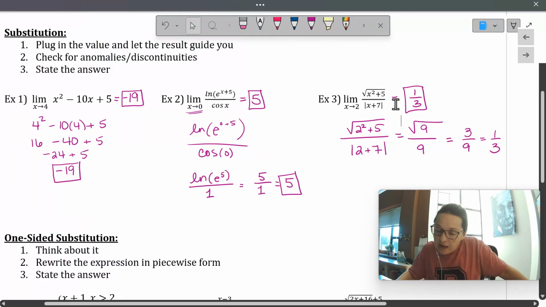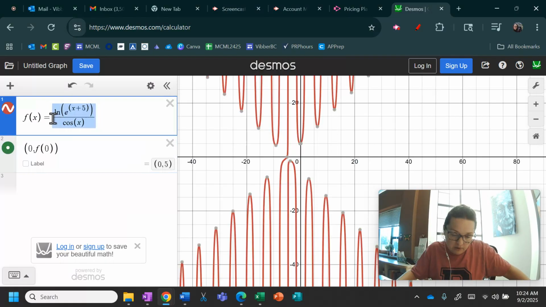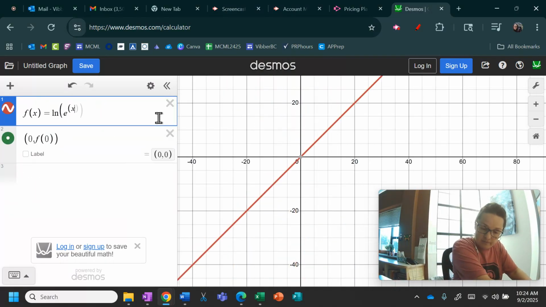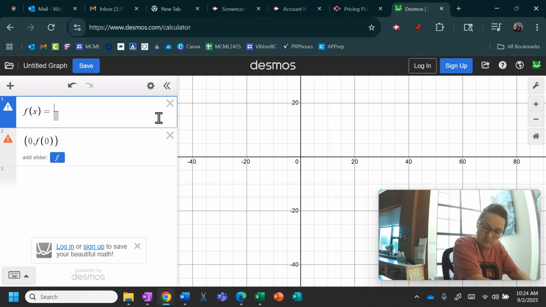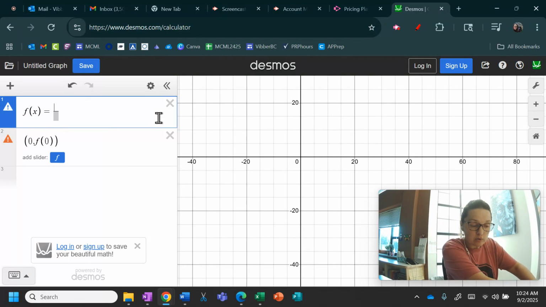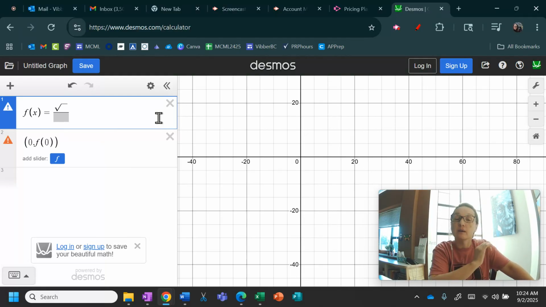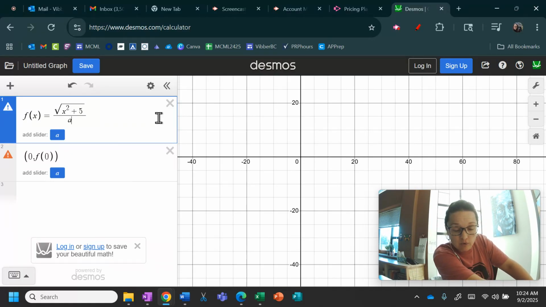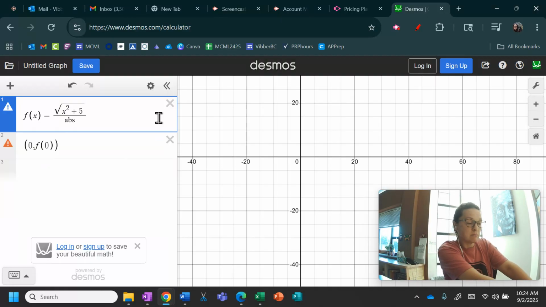Cool, cool. And then the square root of x squared plus 5 over x plus 7. Fun fact, if you're in Desmos and you're like me and you want a keyboard shortcut and you want a square root, you just type out sqrt, S-Q-R-T, and it makes a square root. X squared plus 5. And if you want the absolute value, ABS.